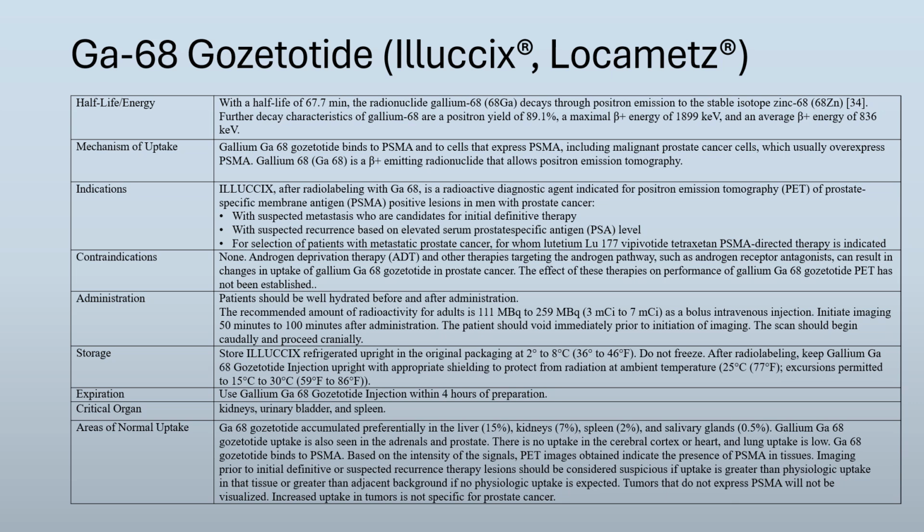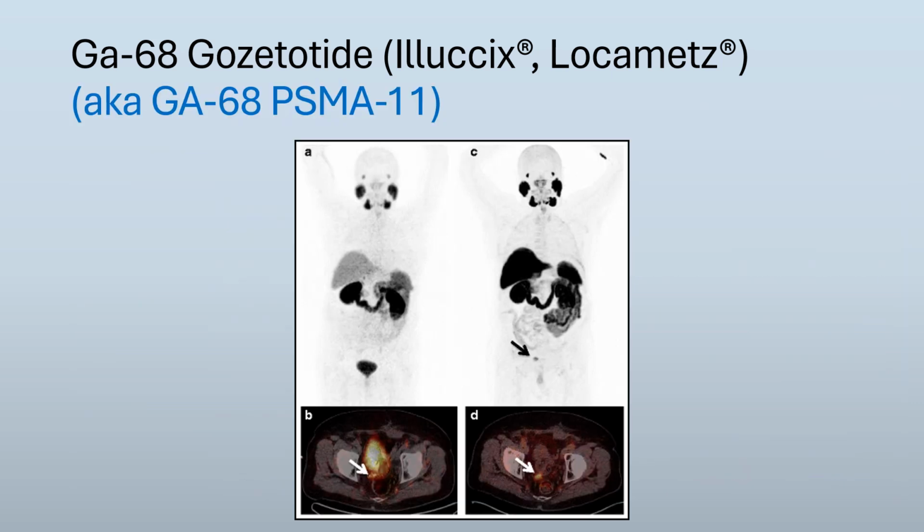Contraindications for all these PSMA agents are androgen deprivation therapy, which is kind of common in some patients with prostate cancer. The critical organs for the gallium-68 PSMA agents are the kidneys, urinary bladder, and the spleen, with the greatest uptake showing up in the liver. There's no uptake in the cerebral cortex or the heart, and lung uptake is relatively low with the gallium PSMA agents. So this is an example of the gallium-68 PSMA.